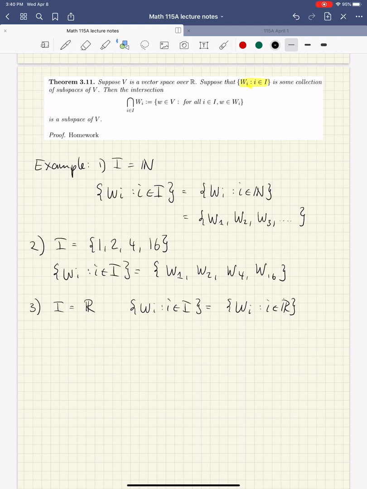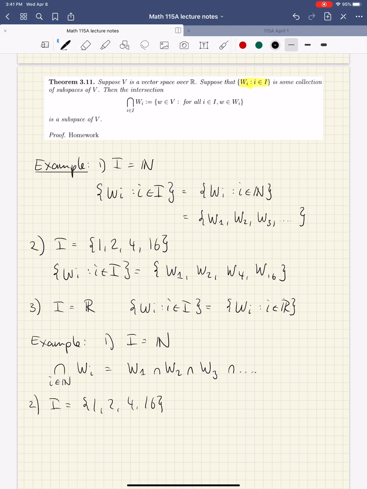So this is the first notation that is important. Then what is the second notation? It is the intersection. What is the big intersection over i in N of Wi? This should be the intersection of all of them: W1, W2, W3, and so on. So this will be an infinite intersection. And the second one, if I is 1, 2, 4, 16, then this big intersection over i in I of Wi will be W1 intersection W2 intersection W4 intersection W16.